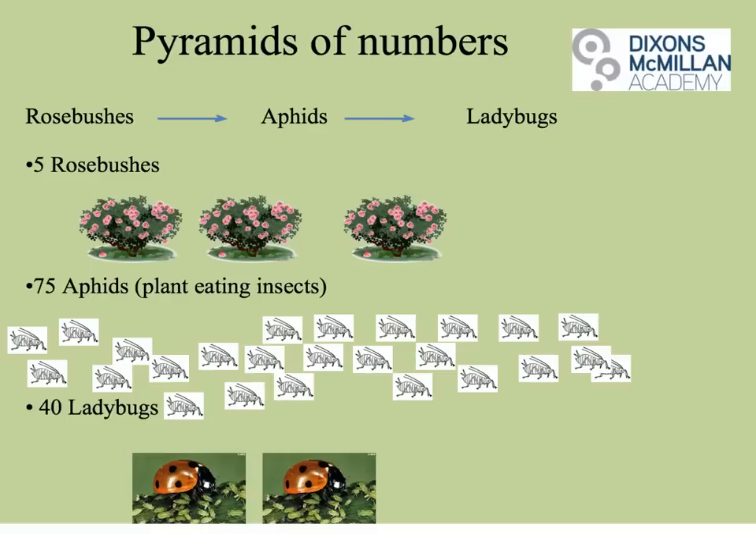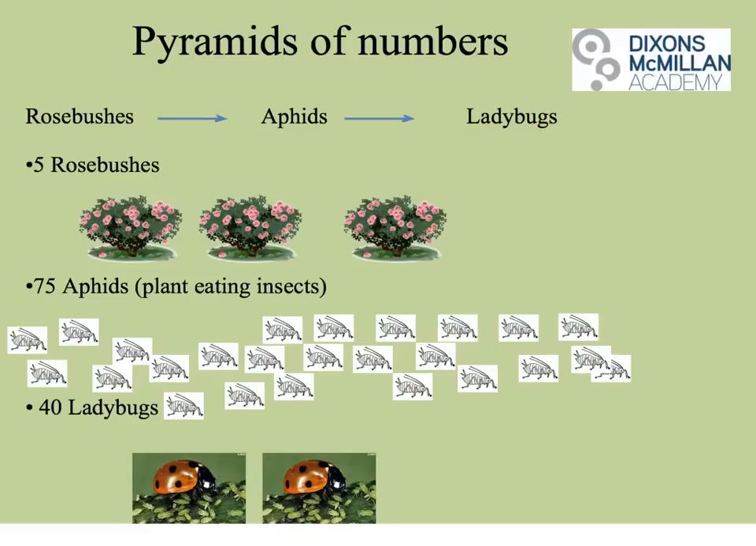So here we are looking at pyramids of numbers, and this is a way of showing how many are being eaten. This is a simple food chain you might find in an English garden. You have rose bushes, they get eaten by aphids, which are a little plant-eating insect, and aphids get eaten by ladybugs or ladybirds. The little blue arrows again show the direction the energy travels in. So the energy made by the producer, the rose bush, gets passed on to the primary consumer, the aphid, and then on to the secondary consumer, the ladybird. So you can see the energy moves in that direction.